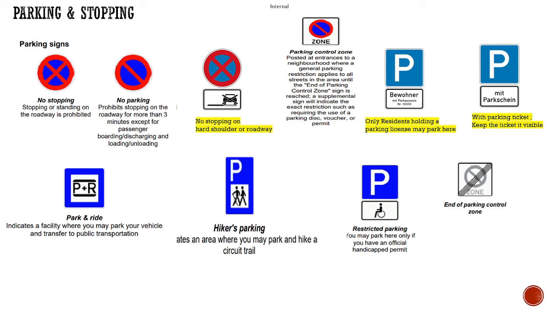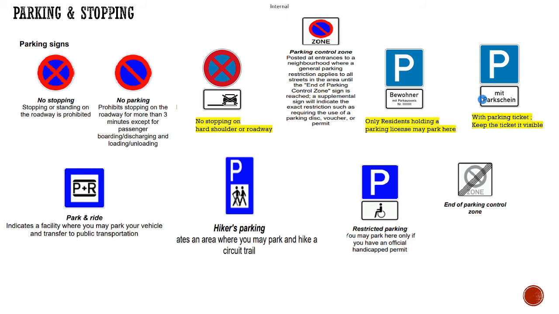Okay, please read this description, and these are very easy. If you see this additional supplementary sign with the stopping sign, this means no stopping on the hard shoulder or the roadway. Okay, what is a hard shoulder? Please search and find it out yourself, or watch my first video. If you see something like this, this is a no parking zone. Okay, so parking restrictions are in place in some of these areas. Read the text for yourself. If you see this with an additional remark mentioned here, this means that only residents holding a parking license may park here.